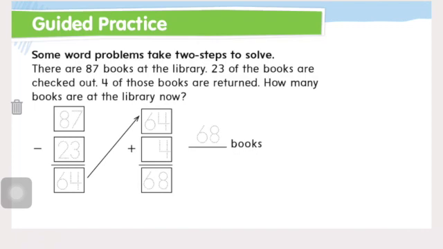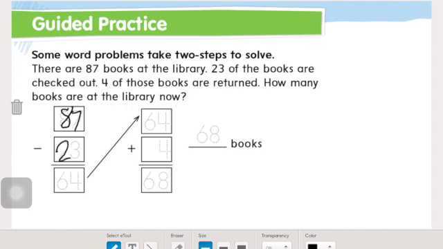Okay, so some word problems take 2 steps to solve, such as this problem here. So we've got 87 books at the library and 23 are checked out. Okay, 4 of those books are returned. How many books are at the library now? So we've got to solve the first part, 87 minus 23, before we can look at the 4 that are now returned.